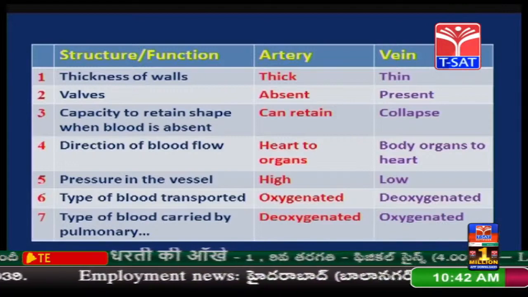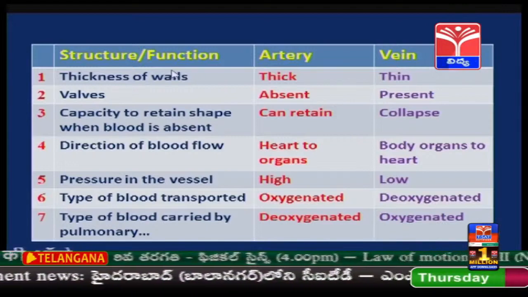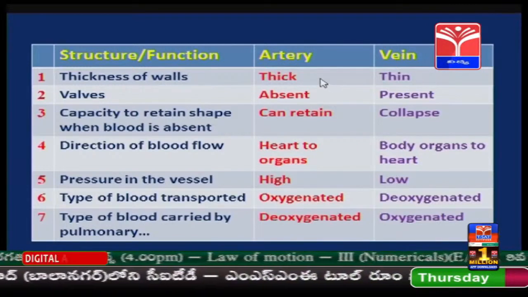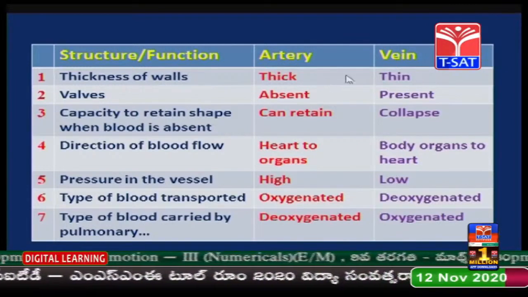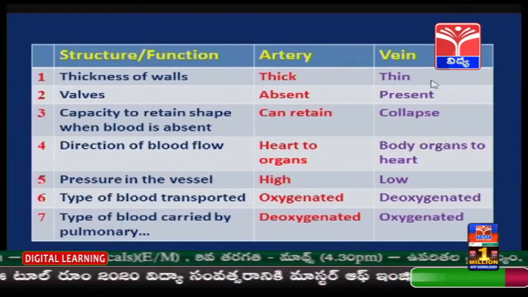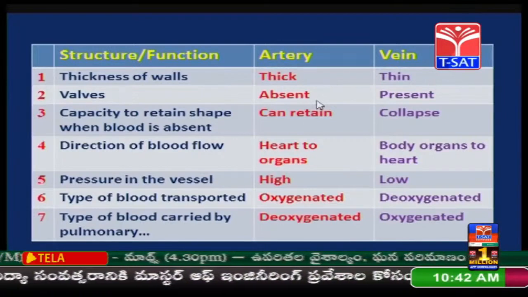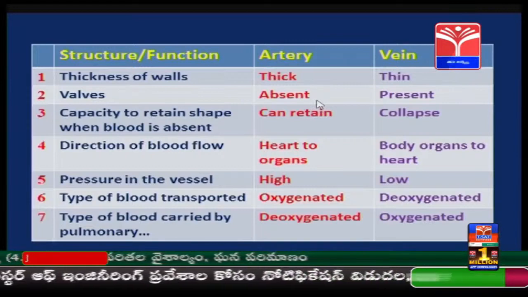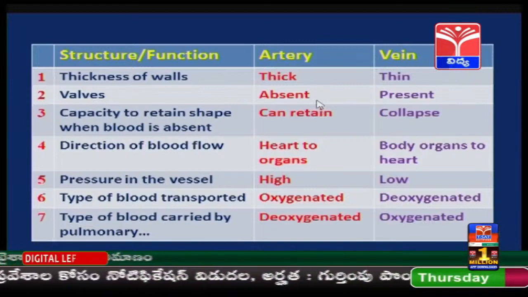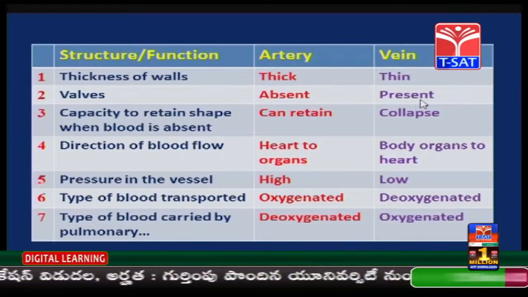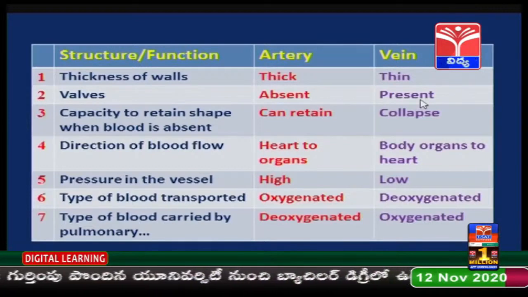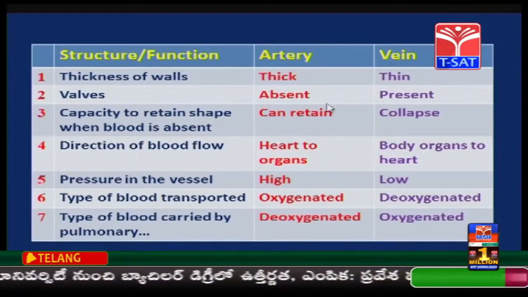Children, observe the first column. Thickness of walls. The arteries are the thick walled vessels, whereas veins are the thin walled vessels. Valves. Valves are absent in arteries because there is no effect of gravitational force. Valves are present in veins because they act against the gravity.